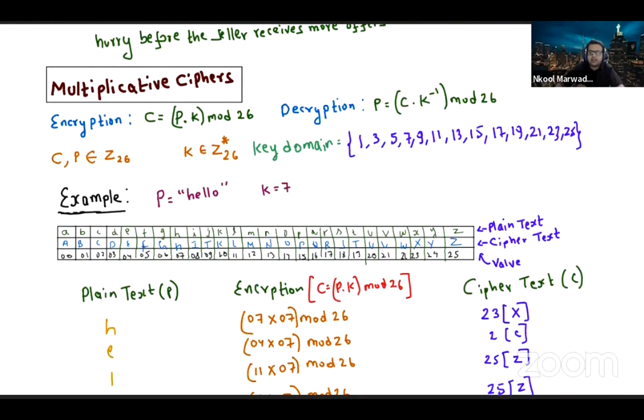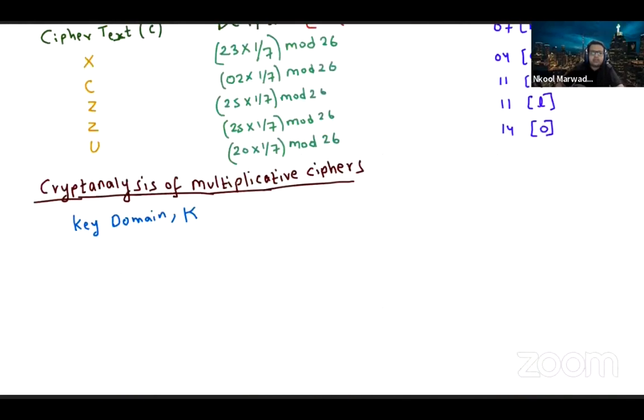So small a domain it is. It is highly vulnerable to brute force attack, because we just have to make a guess of only these many keys. First I will take k equal to 1, then k equal to 3, then 5, and I will decrypt it. And once I get a relevant message, a message which I can understand, then I can say that this is the key. So it is vulnerable to brute force attack because of the very small domain size. Easily we can apply the brute force attack. So I can say that multiplicative ciphers are vulnerable to brute force attack.